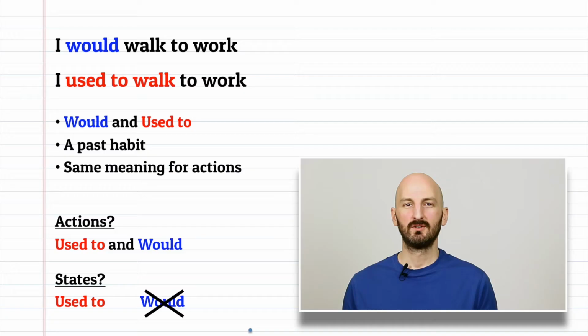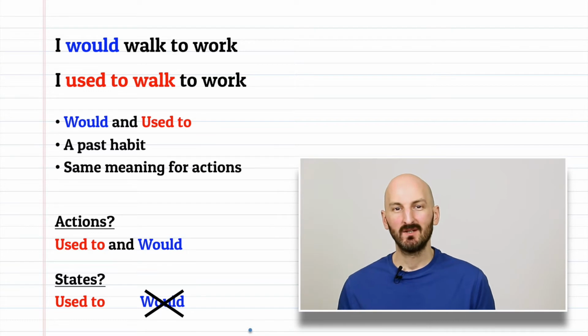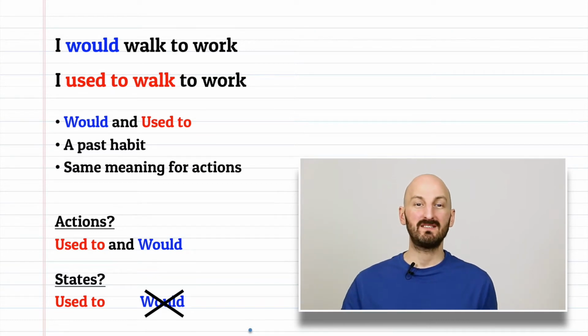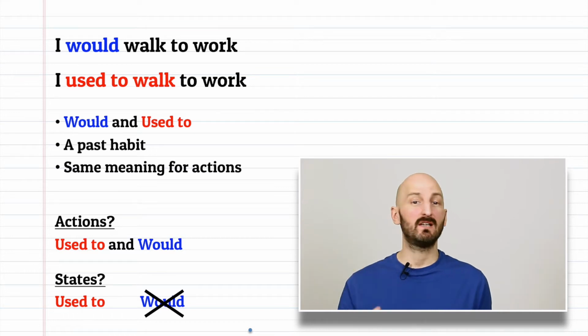When talking about past habits, we can use an alternative to used to. Can you guess what it is? Well, instead of used to, we can use would. Have a look at this. I would walk to work. This sentence has exactly the same meaning as I used to walk to work. There's no difference. This is because it's an action. When we talk about past habits and repeated actions, we can choose used to or would. It's completely up to you.